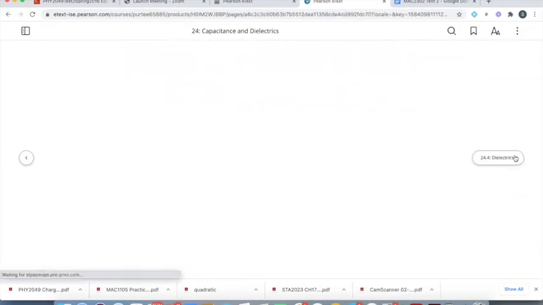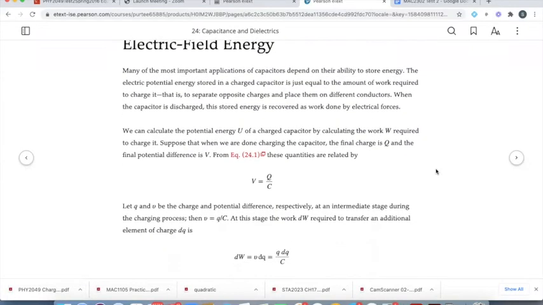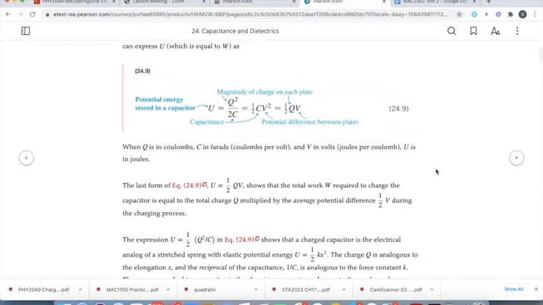Again, I'm just doing a brief overview of the chapter. We're almost done. Capacitors are used to store energy. That's kind of the whole point here. It takes energy to squish those charges together. Remember, we got a whole bunch of positive charges on the positive plate, negative on the negative plate. They don't want to be there. It takes energy to squish those together. And this is how much energy I had to use up to get those charges together.